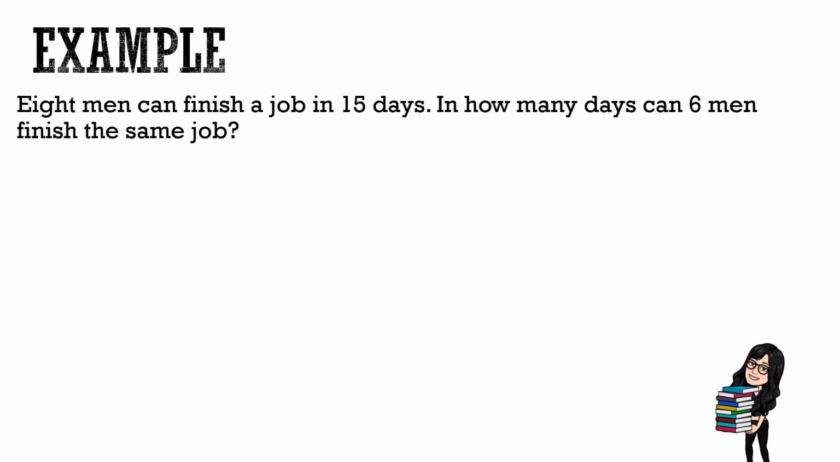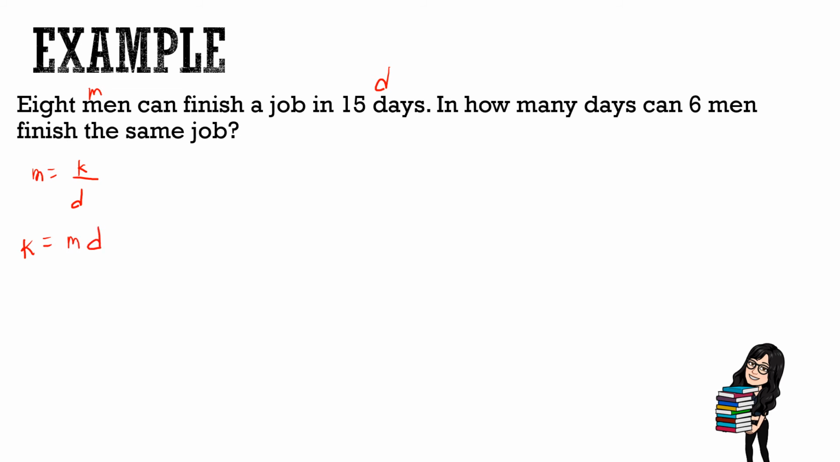Example number 4. 8 men can finish a job in 15 days. In how many days can 6 men finish the same job? This is an example of a work problem. Now, let's represent the number of men by m and the number of days by d. Therefore, our mathematical equation is: the number of men varies inversely as the number of days. To get the value of the constant of variation, we have k is equal to m times d.